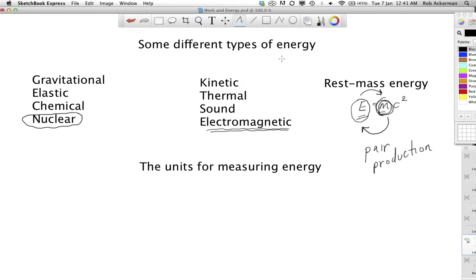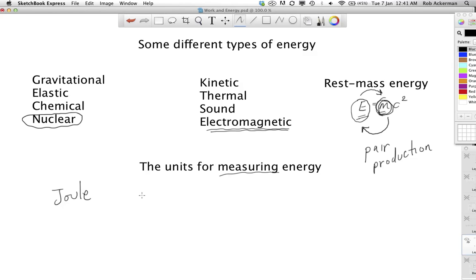Anyway, many, many different types of energy, and of course, when we're talking about energy, as with anything else in physics, we have to be able to measure it. So how do we measure energy? Well, the SI unit, or the metric unit for energy, is of course the joule. You would have learned about this back probably in grade 9, and I'm sure you've heard it many times since. Joule is the basic unit of measurement for energy, but it's not the only one.